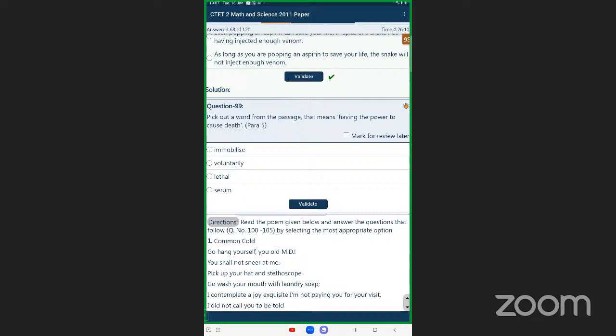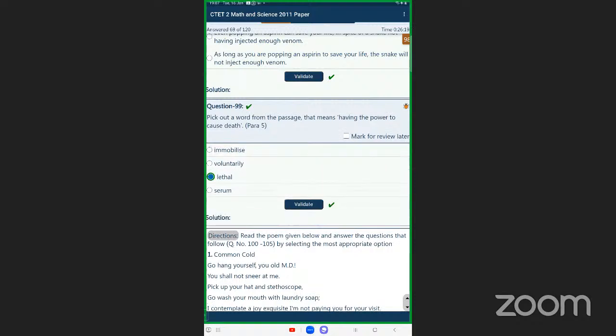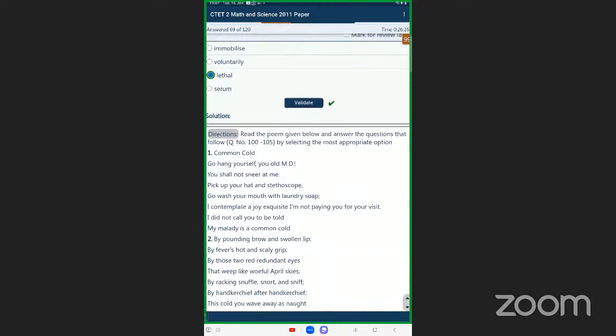Pick out the word from the passage that means having the power to cause death. Having power to cause death is lethal, student. Pick out the word from the passage that means having the power to cause death: that is lethal.